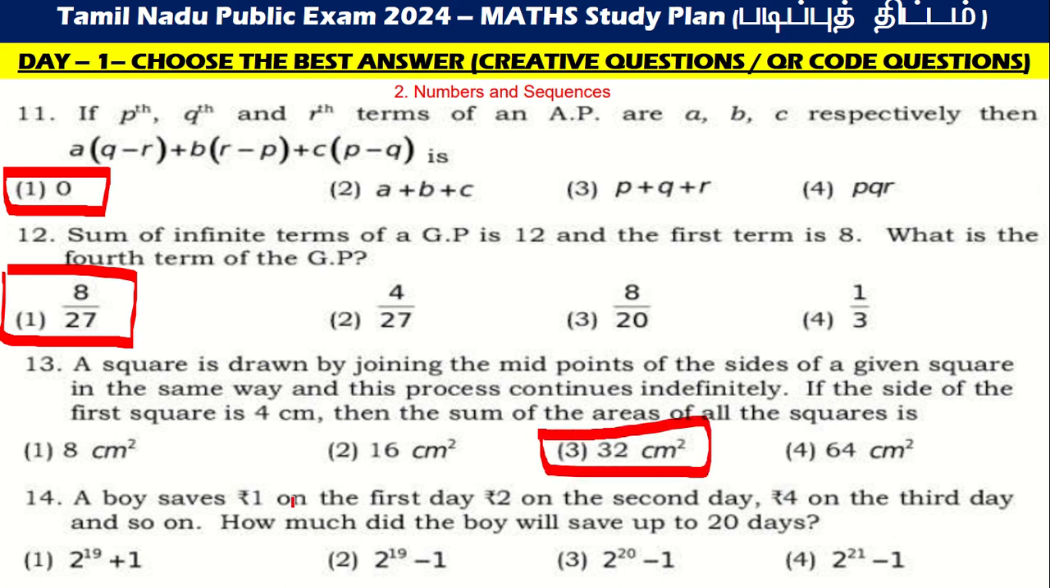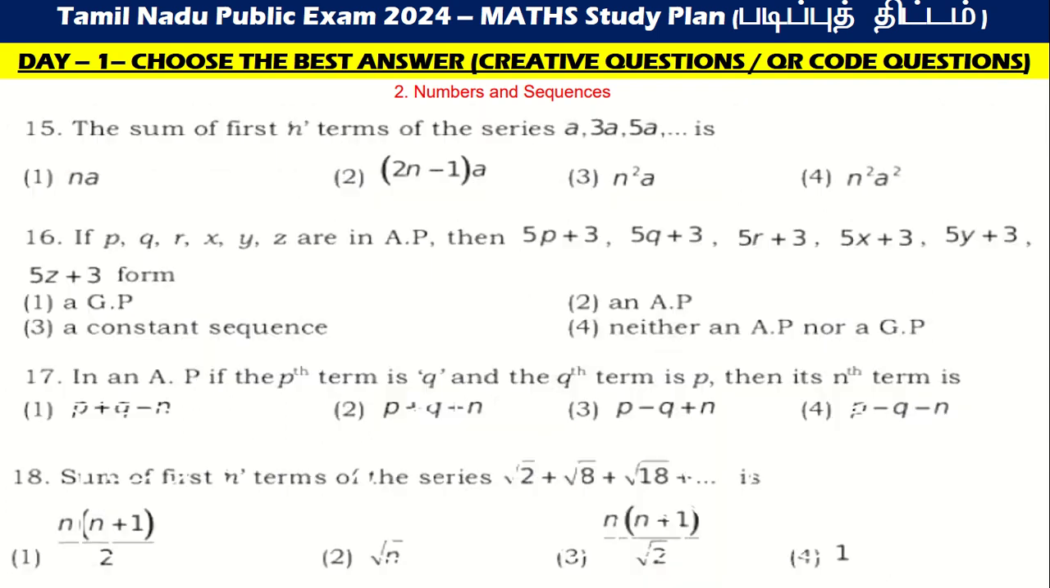A boy serves 1 on the first day, 2 on the second day, 4 on the third day, and so on. How much did the boy serve in 20 days? That is 2 to the power 20 minus 1. The sum of first n terms of series A, 3A, 5A is n square A.